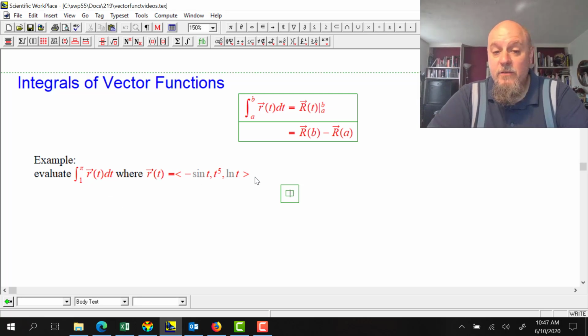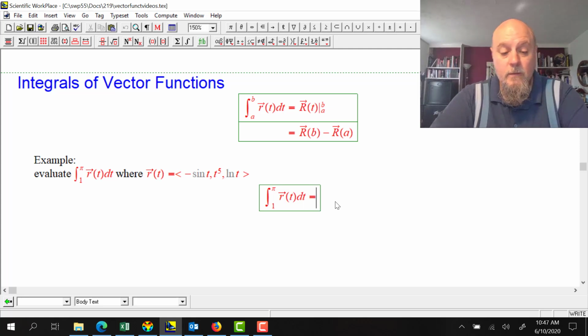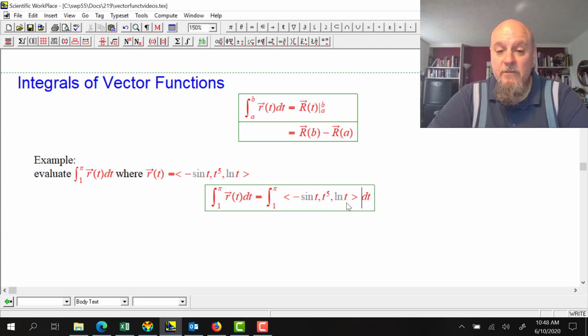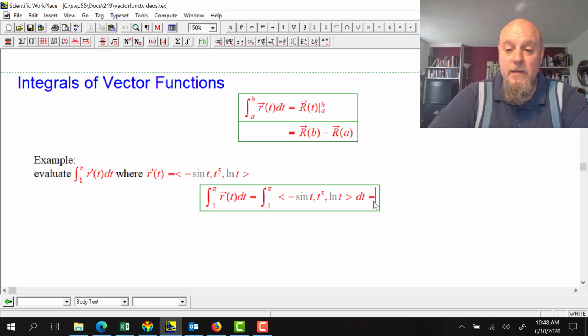We want to integrate this vector function, summing up over t from 1 to pi. It's a definite integral, so I'm going to end up getting a definite number. This r of t is each piece. Now I'm going to write out a lot of steps so we can see what's going on here. Integrating this just means integrate each function individually.